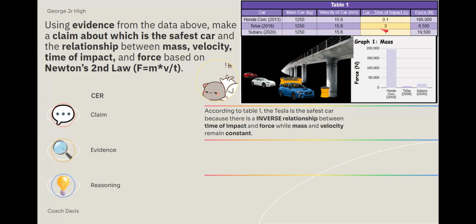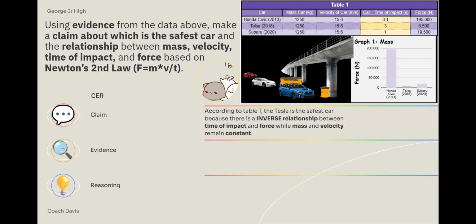Whereas the Tesla takes about 3 seconds to go through all of these barrels before it actually hits the bridge. And the last one is the Subaru. The Subaru hits the bridge in about 1 second, because it takes about 1 second to break through one of these barrels and finally hit the bridge.